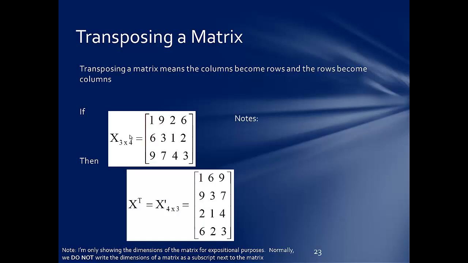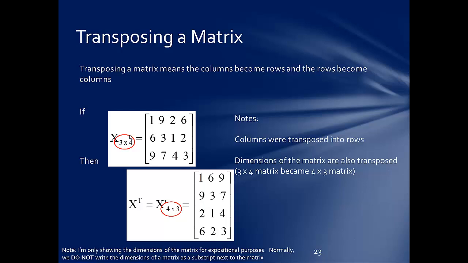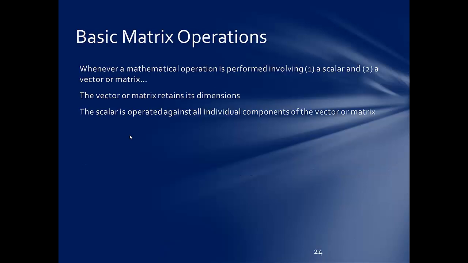So you can see that the first column has been transposed into the first row, second column, second row, third column, third row, fourth column, fourth row. You can also see that the dimension of the matrix is flipped. Now let's talk about basic matrix operations.